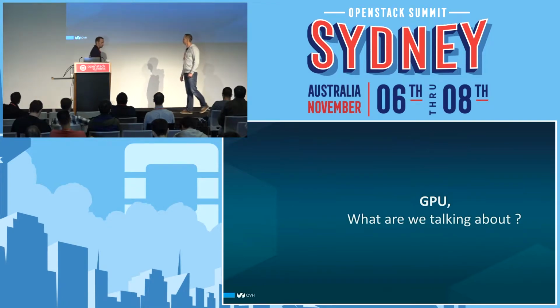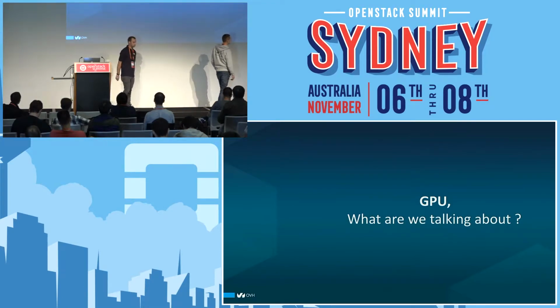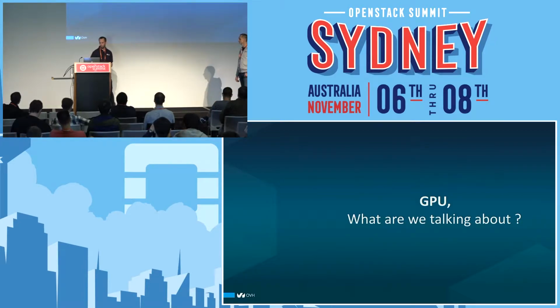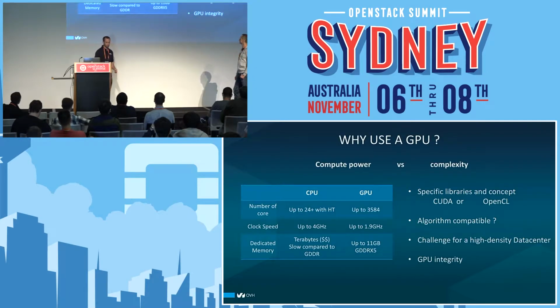So you see that we are spawning a lot of instances per month, but why are we talking about GPU? In fact, we had some feedback from customers that they want more power, because they have a lot of workloads that hit the CPU a lot.